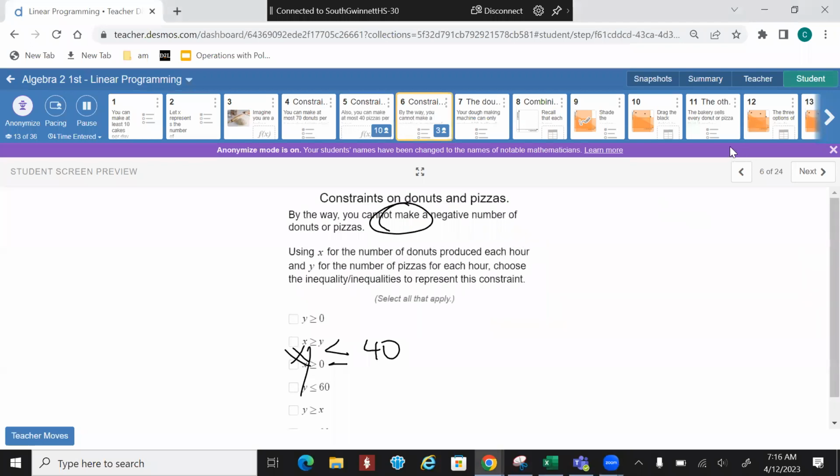Looking at the next one. As constraints on donuts and pizzas. By the way, you cannot make a negative number of donuts or pizzas. Using X for the number of donuts produced each hour and Y for the number of pizzas each hour, choose the inequality to represent this constraint. So you cannot have negative donuts or pizzas. Which one does that look like?